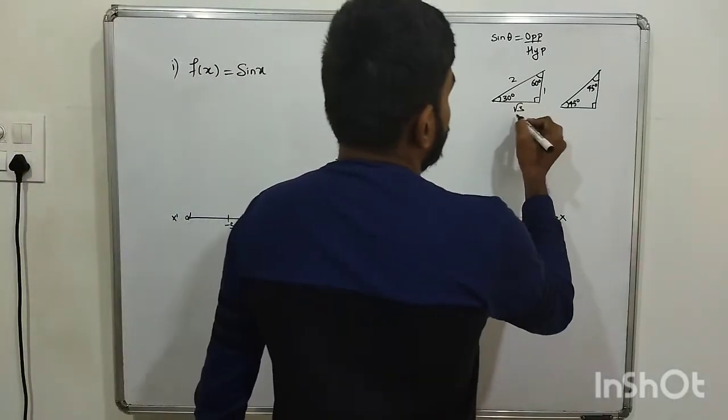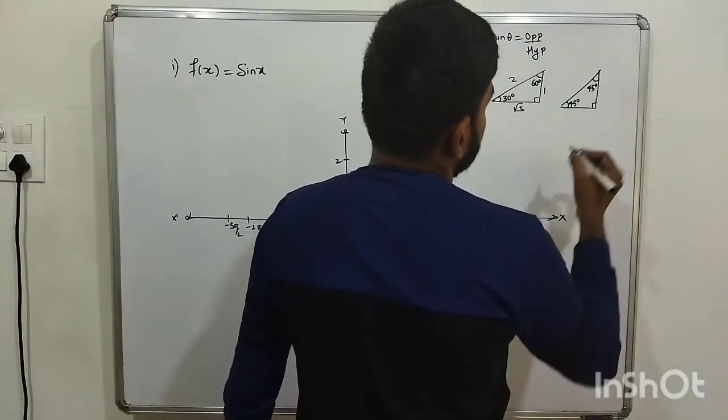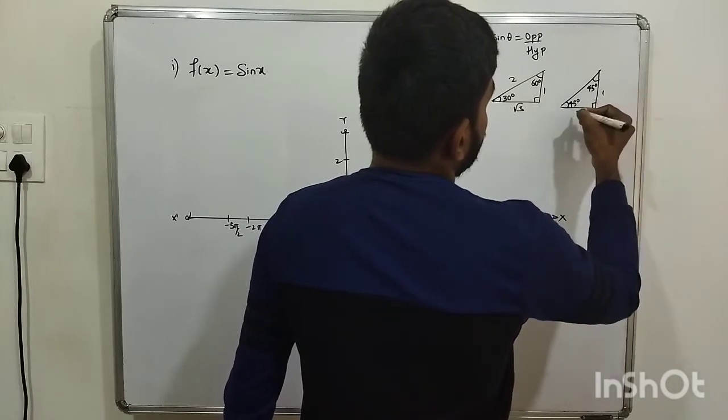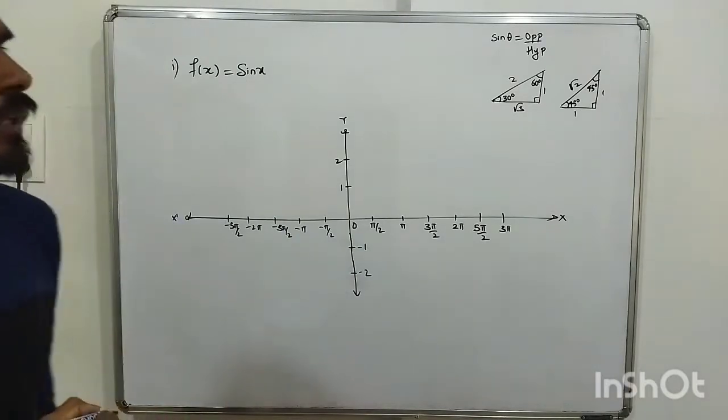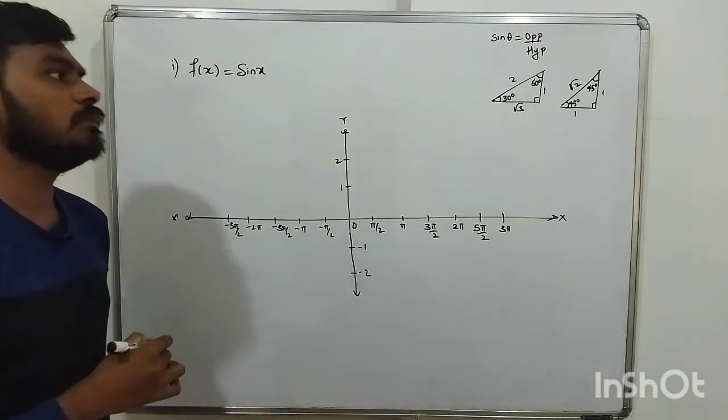So you get root 3 there. Now here, this is 1, 1 and root 2. So these triangles you have to remember.